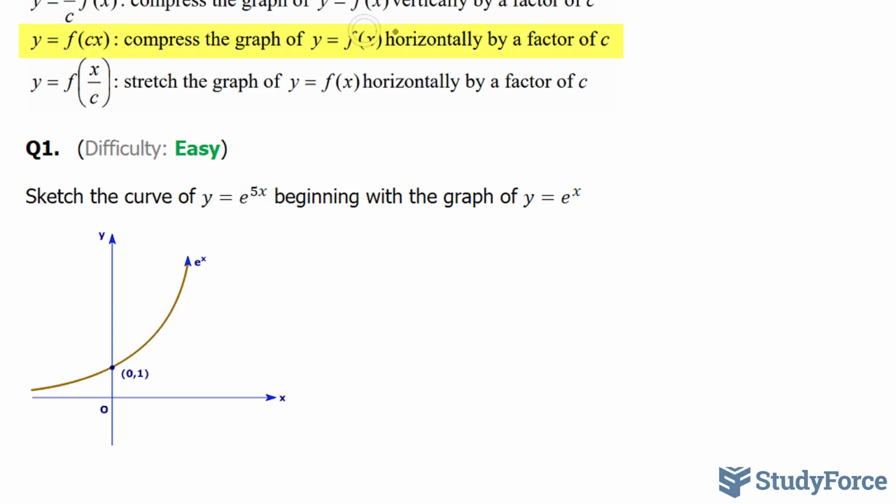according to this right here, it says that if you have a situation like this, you compress the graph horizontally by a factor of c. This right here represents our c. So horizontally means from left to right. So all of these points along the x will be divided by 5. So this point right here, let's pretend that it was 5. It would be divided by 5 and it becomes 1.